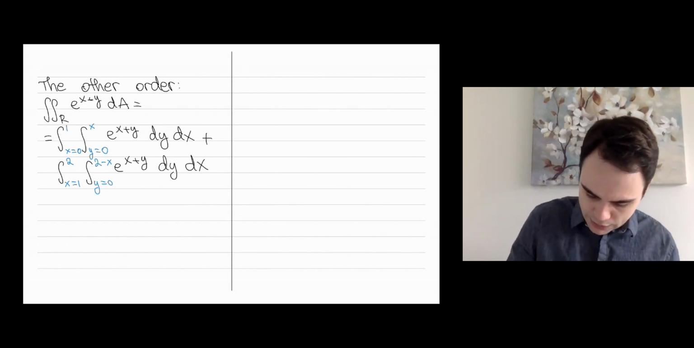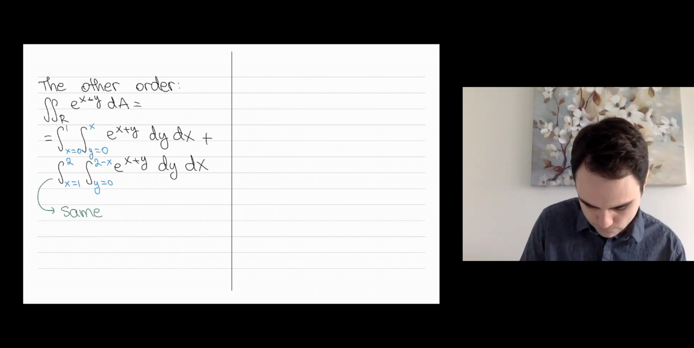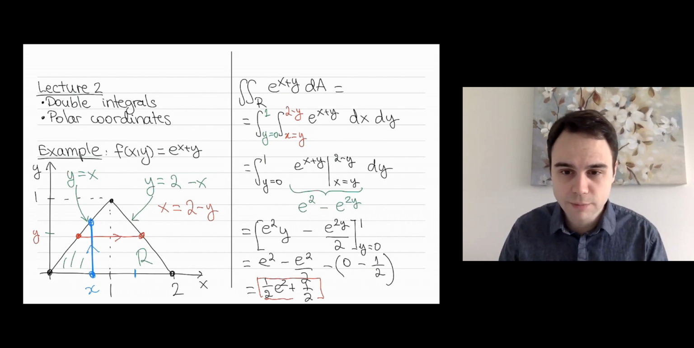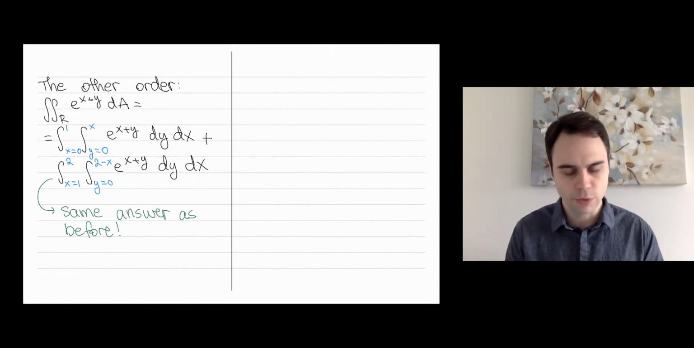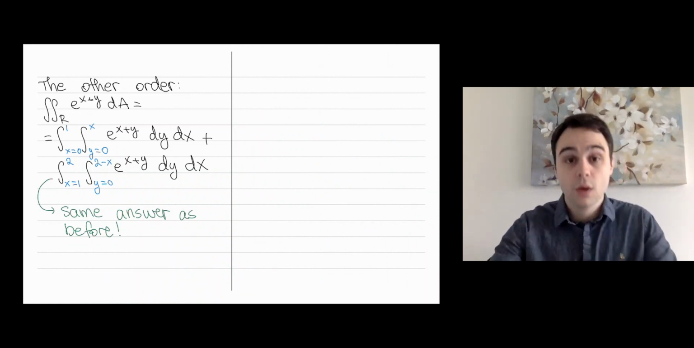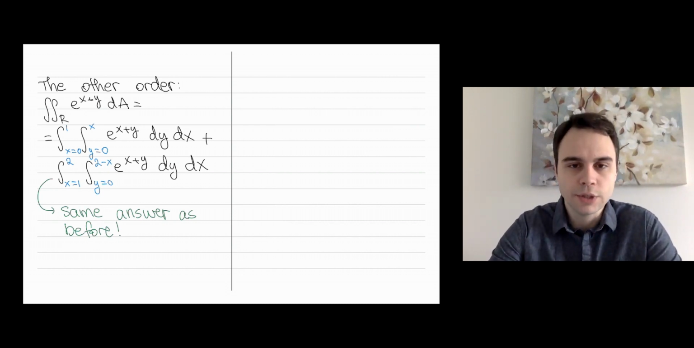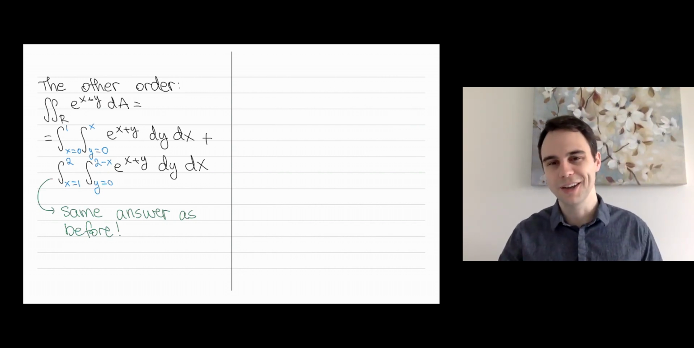All right, so let me just write this down. The takeaway here is that this gives the same answer as before. The number we got before was a half of v squared plus a half, and if I did these two integrals and added the numbers, I would get the same number. Okay, so this is it for what I wanted to tell you about double integrals. Now this is it for the second example.